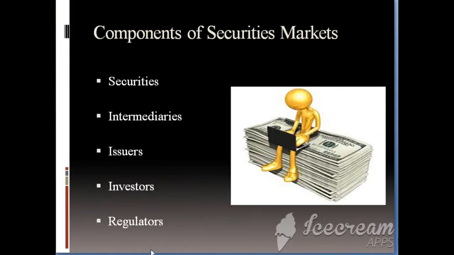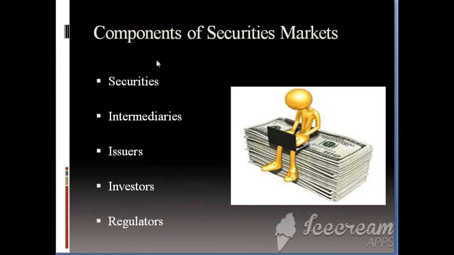Here are the components of the securities market, without which the securities market can't come into execution. The first one is securities. Securities are the things that are traded, that are bought and sold. That can be stocks, bonds, debentures, derivatives, mutual funds, etc. And the second one is intermediaries. Intermediaries are those through which we execute our trades. That can be brokers, sub-brokers, custodians, depository participants, credit rating agencies, share transfer agents, and merchant bankers.